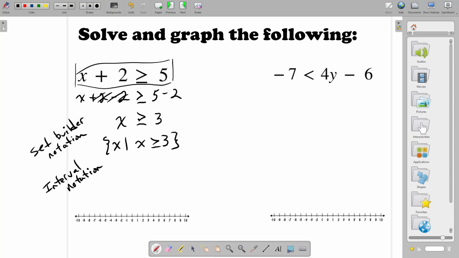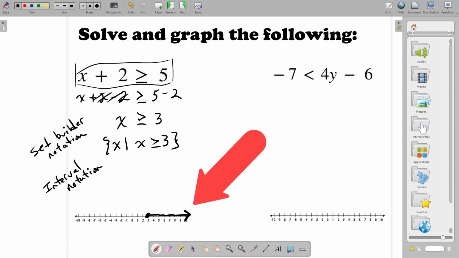But before we do that, I'm going to graph the solution to this inequality first, because it'll make the interval notation make more sense. So all of our values of x have to be from 3 and bigger. So if we graph that on a number line, it would look like this.